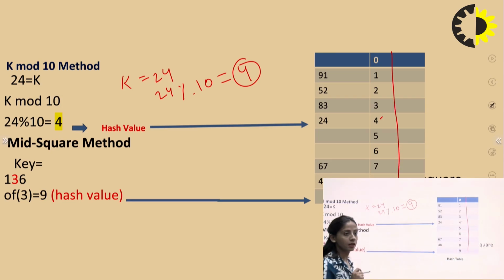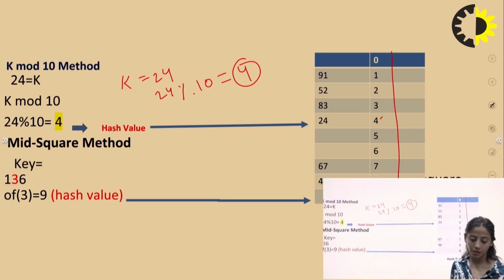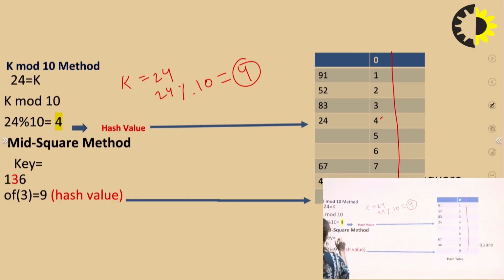Similarly, the second method is the mid square method. Now, for example, your key here is 136.